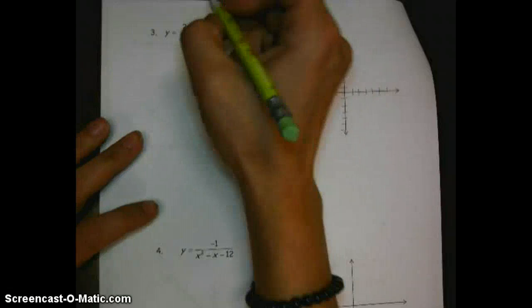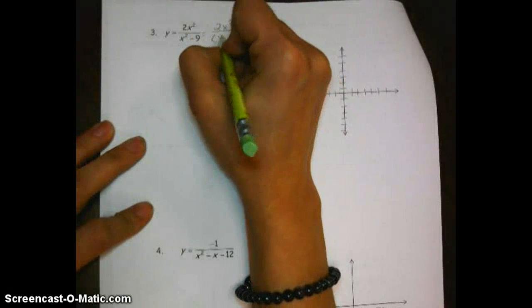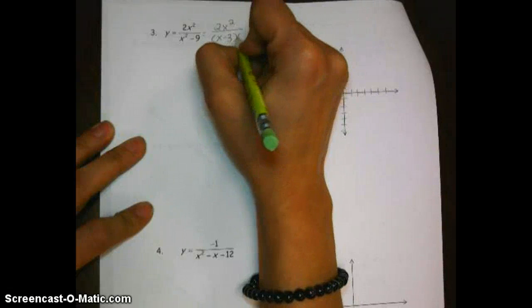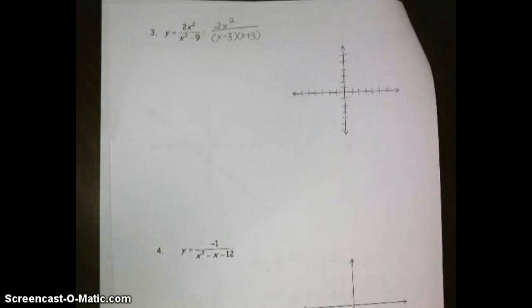All right, so on problem number 3, this time the top is not factorable, but the bottom is. So we're going to rewrite this as 2x squared on top, and on bottom we're going to factor it to x minus 3, x plus 3. We check to see if there are any factors that are common to the top and bottom. In this example, we don't. So this one is not going to end up to be a linear. It still looks like a rational function.